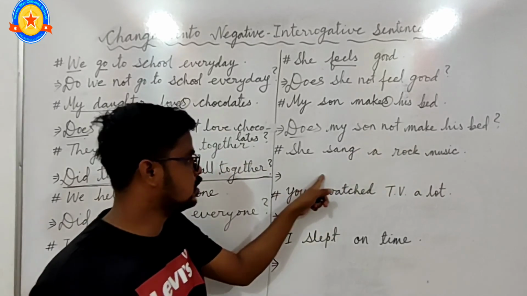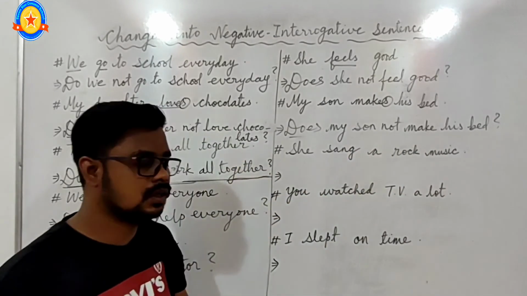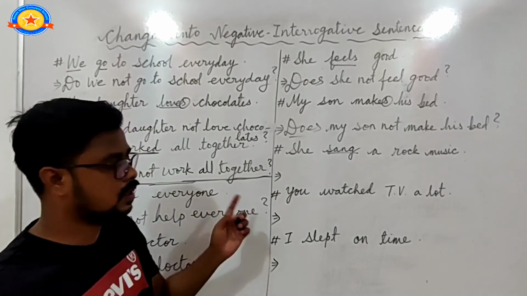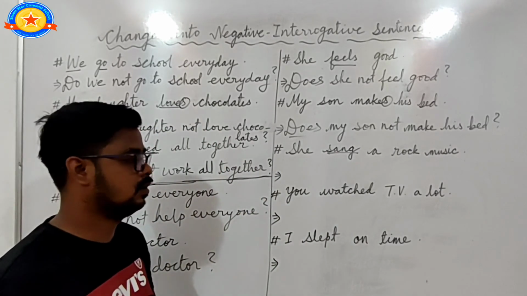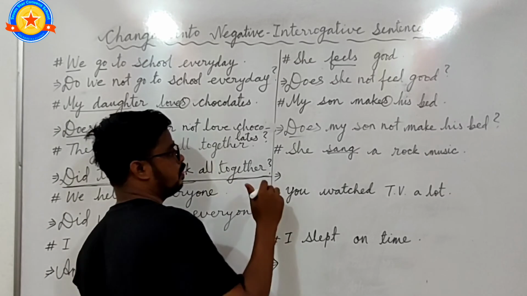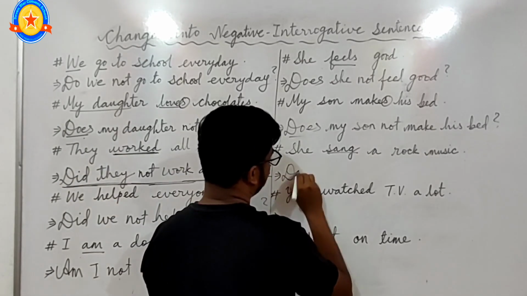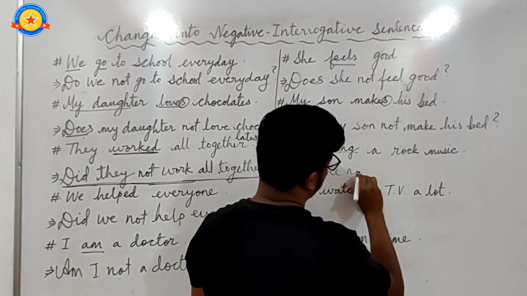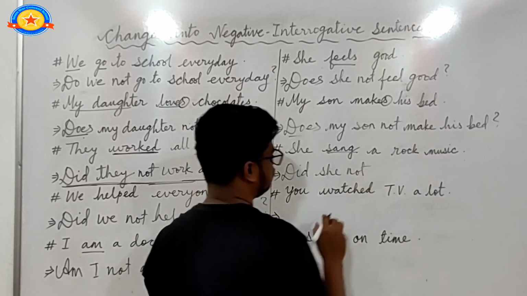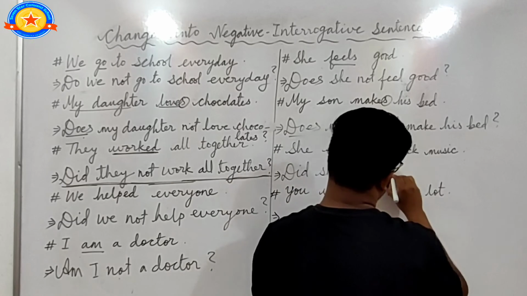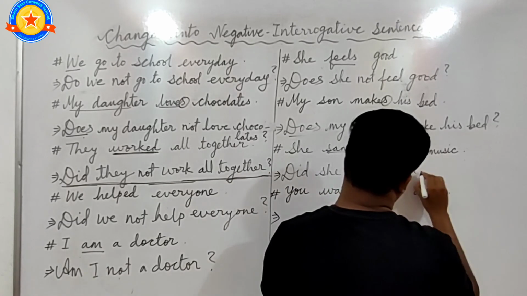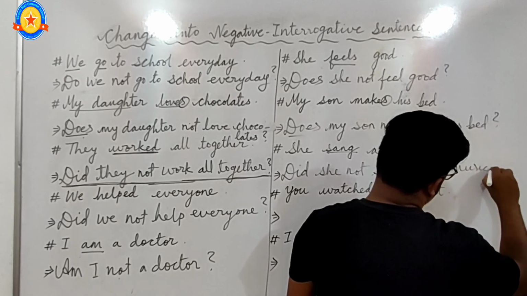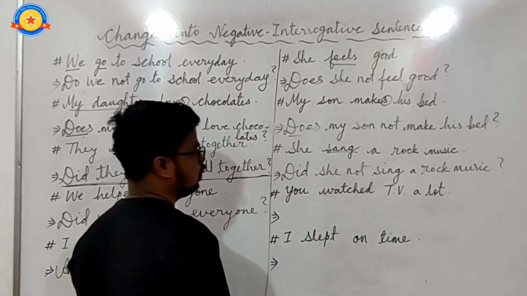Our next question is: She sang a rock music. This sentence is simple past tense because the main verb is written in second form. Sing, sang, sung. Sang is the second form. So the be verb did will come here. Did she, and not is added. Did she not sing a rock music? And question mark.